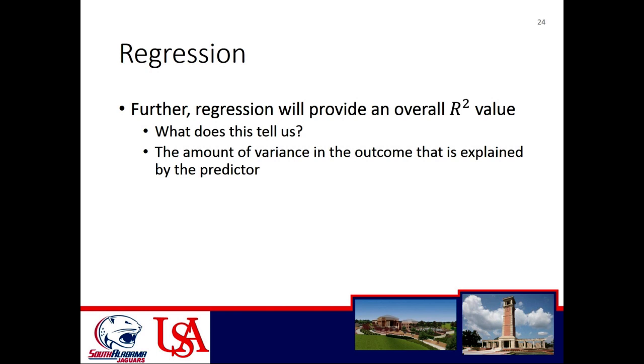It's just like squaring your correlation coefficient. Our overall R-squared value will tell us the amount of variance in the outcome that is explained by the predictor. So it gives us a general sense of how much variance our predictor explains in the outcome. And as we move on in the later weeks to regression with more than one variable, our R-squared will give us the variance that all of our predictors predict in the outcome. So that's what the R-squared is.